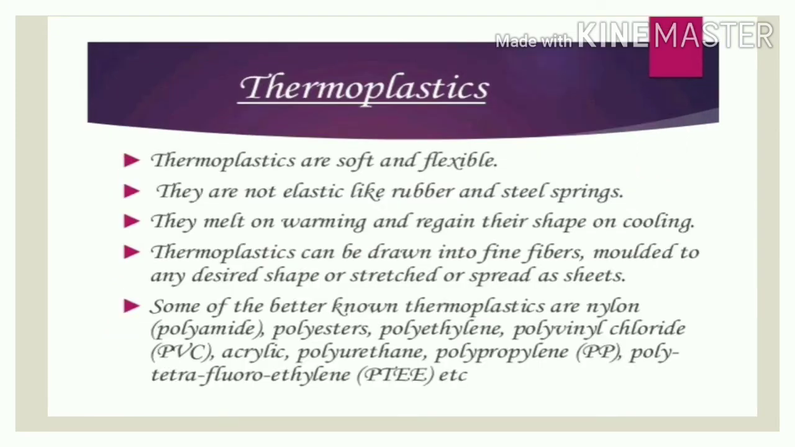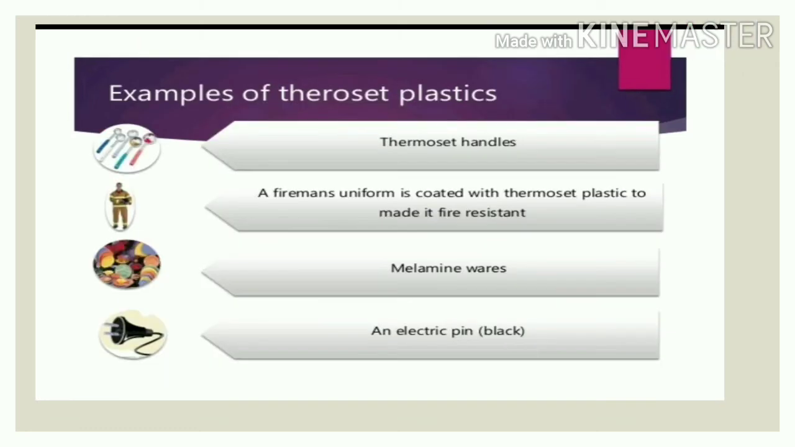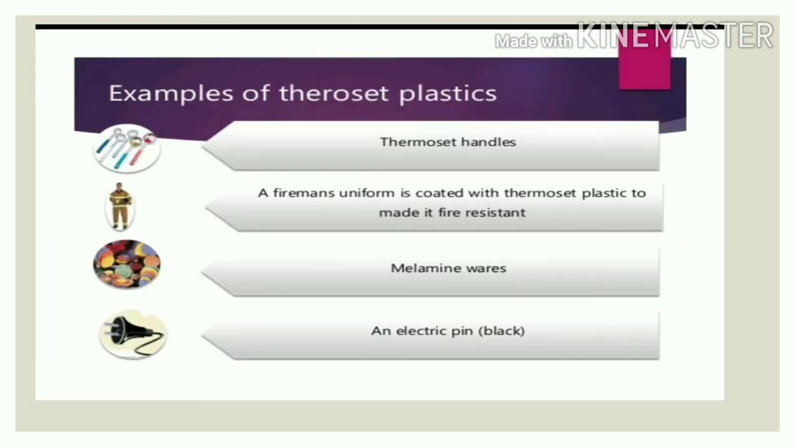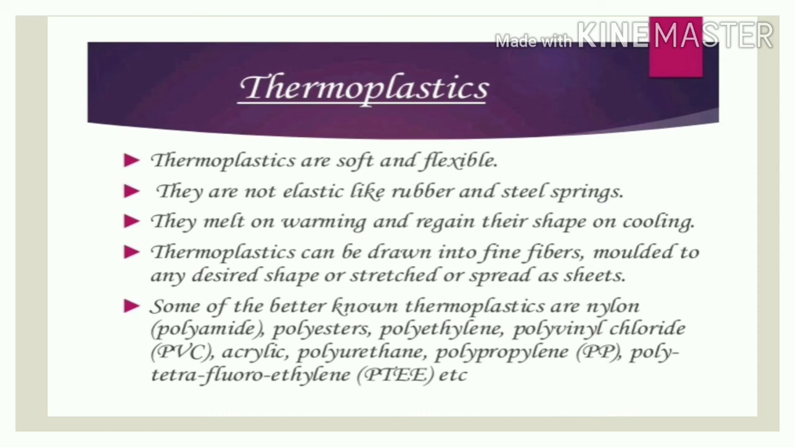Next one is the thermoplastics. Thermoplastics are soft and flexible. They are not elastic like rubber and steel springs. They melt on warming and regain their shape on cooling. Now why is it happening? Because as I showed you in that picture, they do not have the cross link between them, right? That is why they tend to revert back to their previous state. And this is why the thermoplastic can be easily recycled. Alright, so this is the reason why.